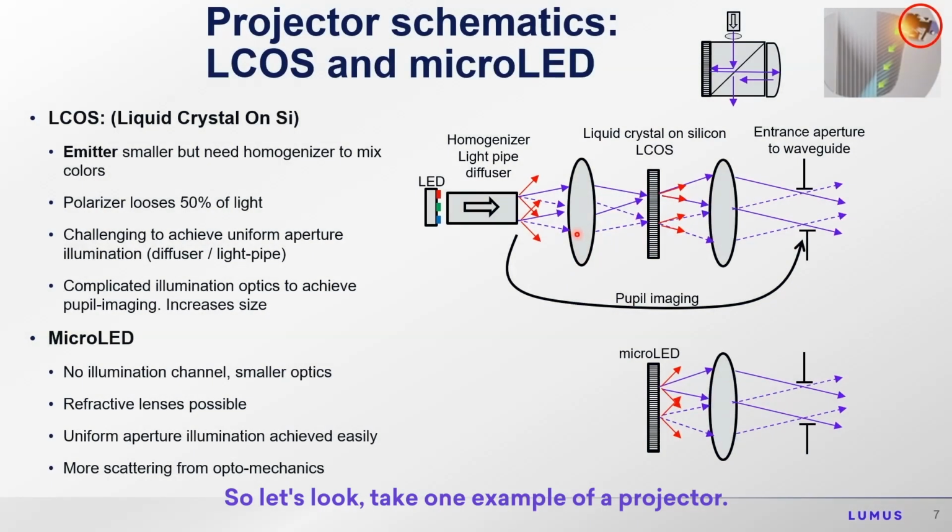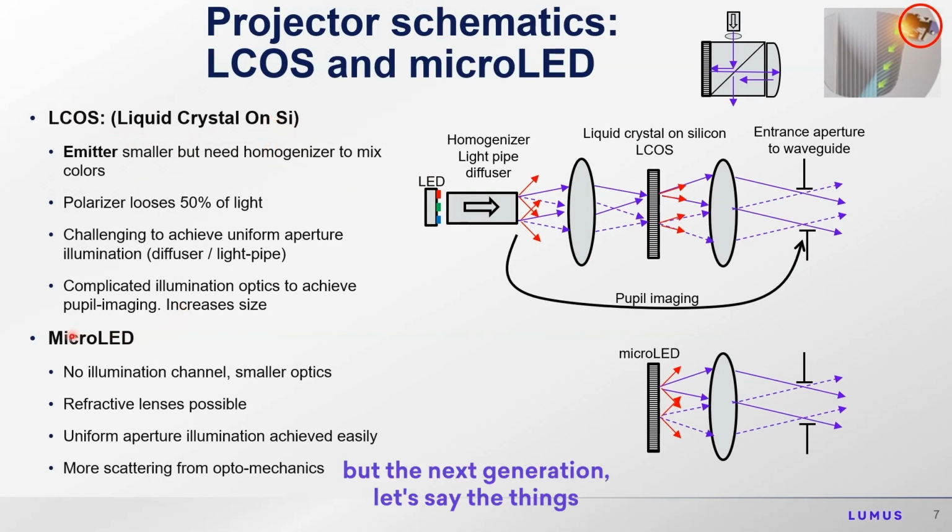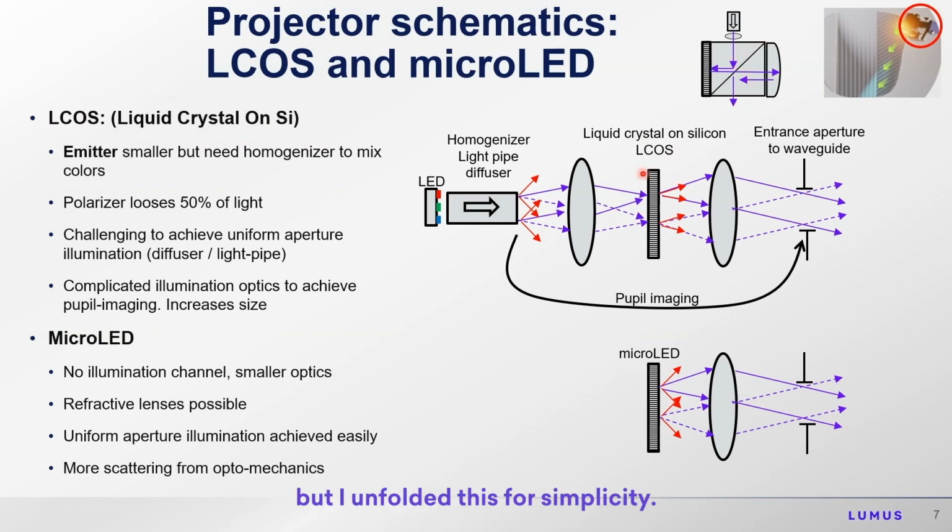So let's take one example of a projector. The backbone these days of projecting into a waveguide is LCoS, liquid crystal on silicon. But the next generation, the thing that's emerging, is the micro LED. So let's compare the two. This is how LCoS would look, but I unfolded this for simplicity.